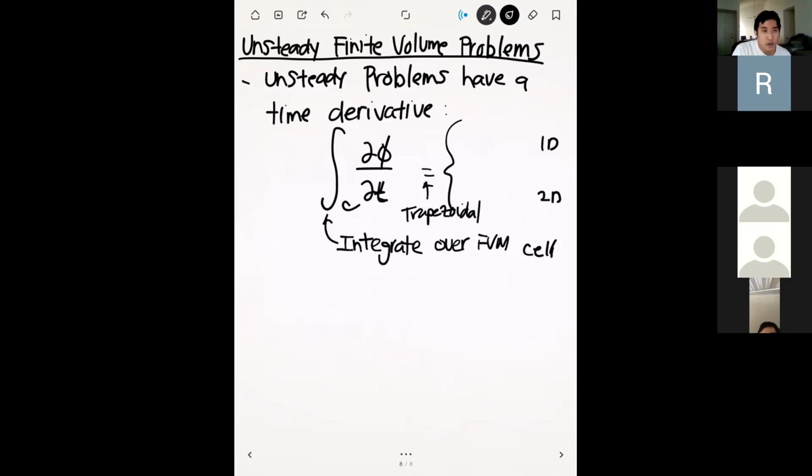In 1D, our cells are only one-dimensional, so we're going to multiply by the length. So we have d phi dt evaluated at the centroid, that's d phi c dt, and we're going to multiply by delta, because we only have a one-dimensional case. And in 2D, since we have a square cell, we're going to multiply by delta squared.